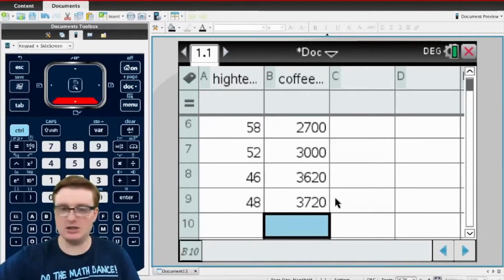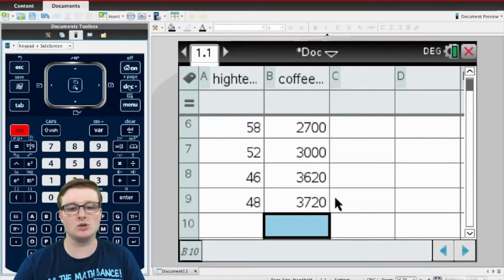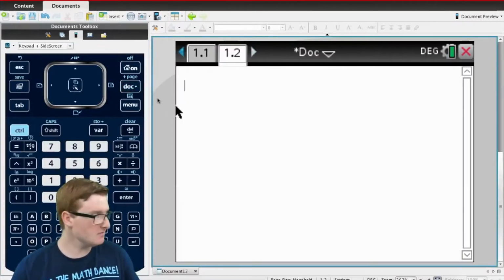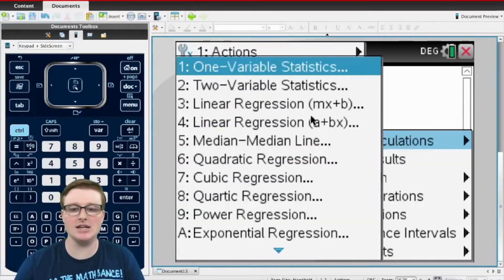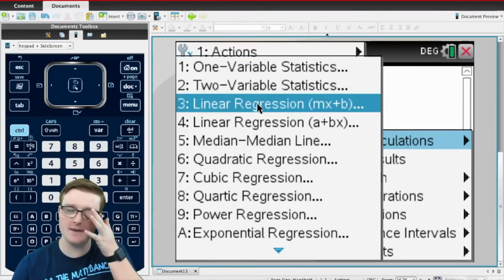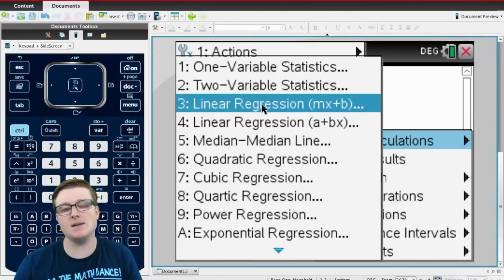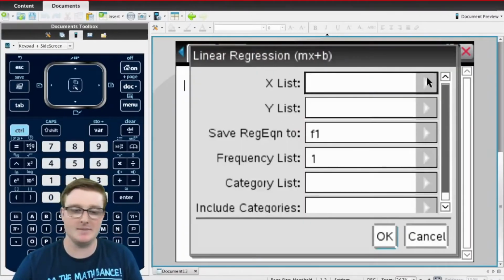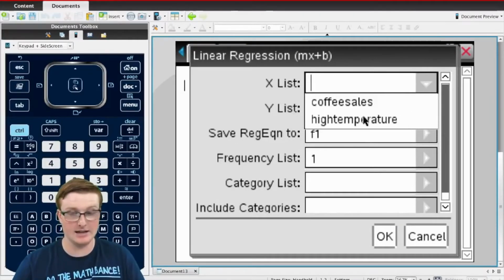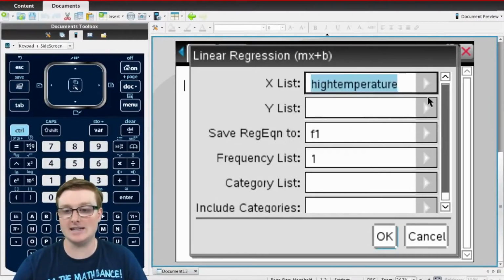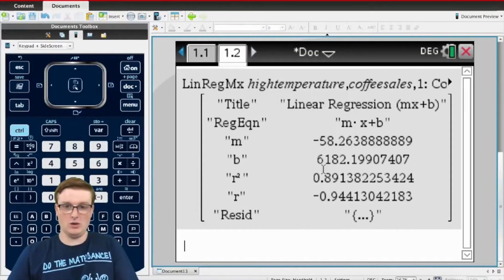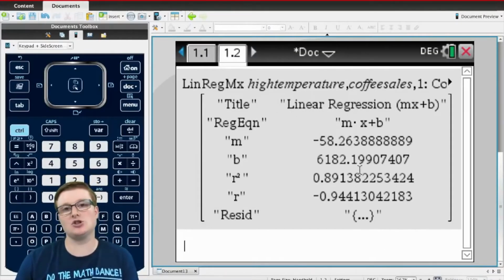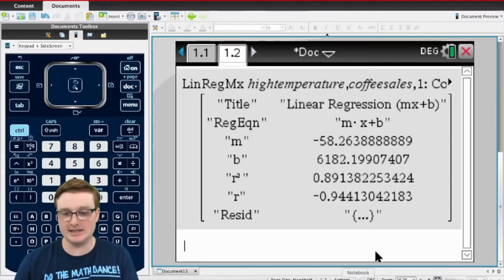Alrighty, so now I'm going to press Control Doc, add a calculator, go to Menu, go down to Statistics, go to Stat Calculations, and we're working with linear regression. Do mx plus b. You could pick a plus bx, but I don't like that. I like mx plus b because that is the equation of a line. Your x list is your high temperature, and your y list is your coffee sales, and then click OK. So these numbers you actually need to write down on your exam.